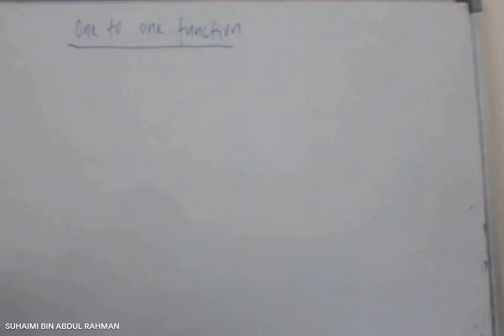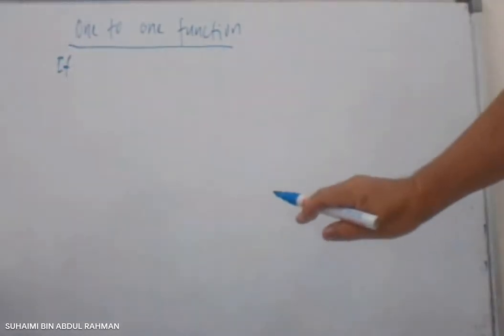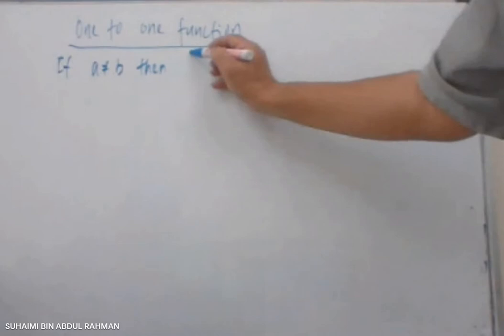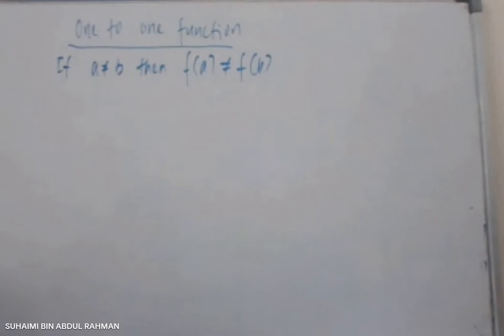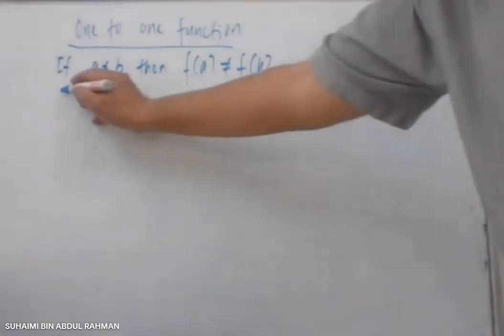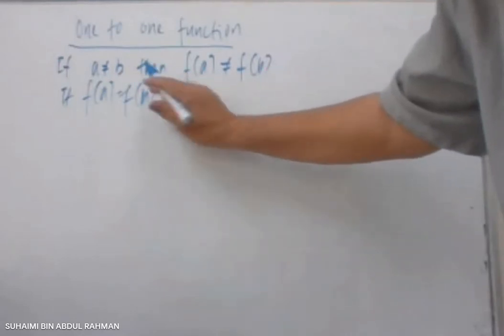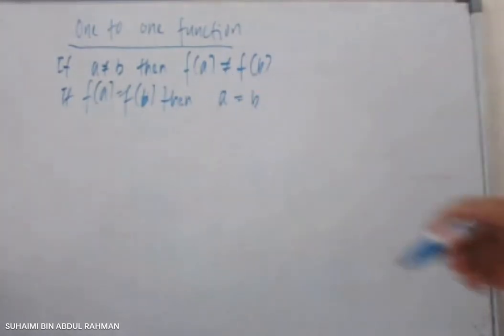One way we can determine a one-to-one function is by algebraic methods. If A is not equal to B, then f(A) is not equal to f(B). Equivalently, if f(A) equals f(B), then A must be equal to B.